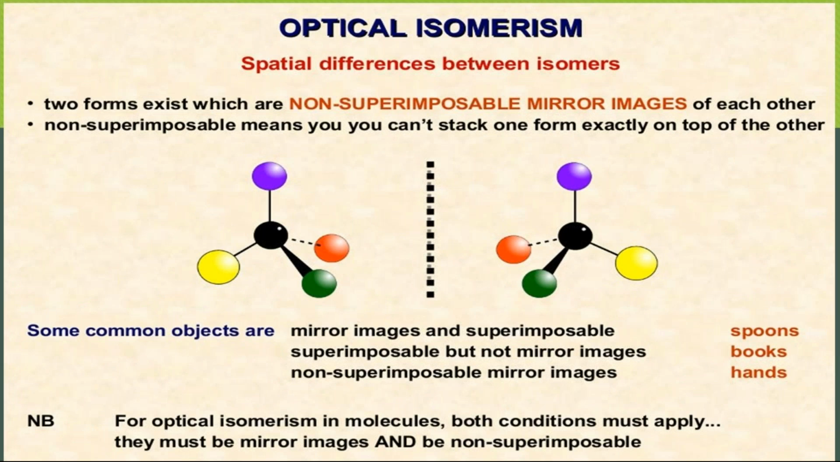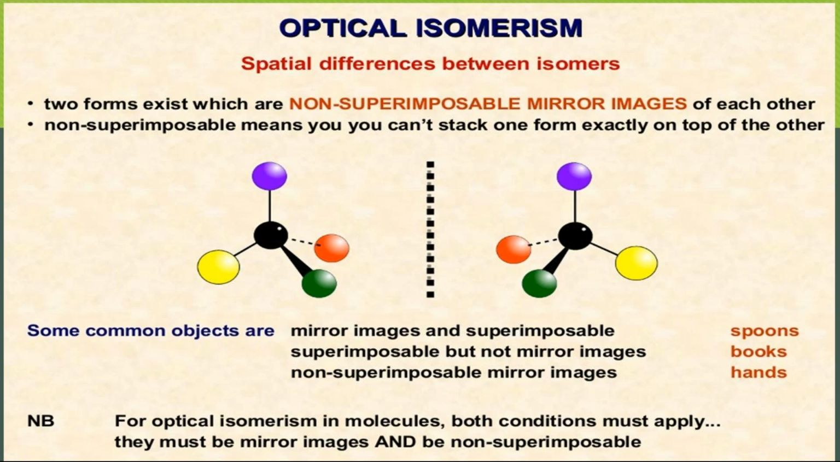So what is the spatial difference between isomers? Two forms exist which are non-superimposable mirror images of each other. What do you mean by non-superimposable? It means that you can't place one form exactly on top of the other. When you take your left hand and keep your right hand on top of it, can you exactly fit your right hand on the left hand? No, it's not possible. So that is a non-superimposable mirror image.